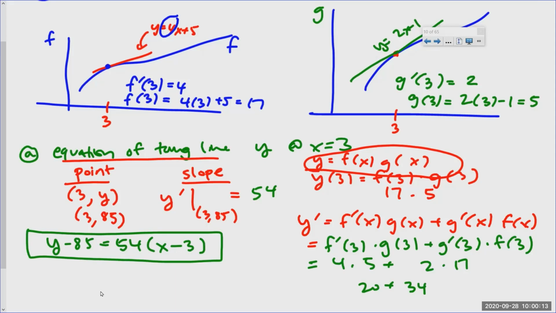I'm going to let you guys do part B by yourself. It's the exact same thing, but your y is equal to f divided by g, and your y prime now is going to be the quotient rule. You guys see that?